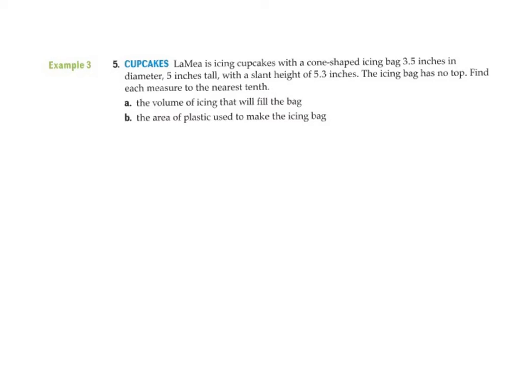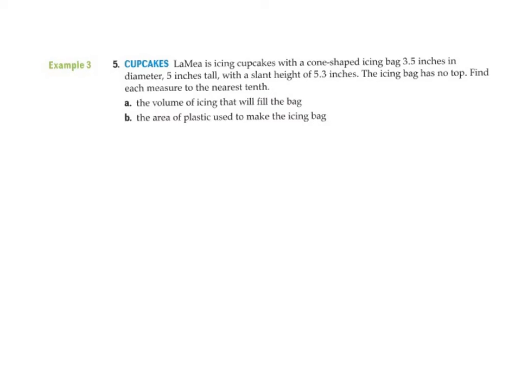So let's have a look at example 3 and number 5. What have we got? You've got a cone-shaped icing bag. It's 3.5 inches in diameter, so don't forget, most of the time, well all the time, you're going to be using the radius. So the 3.5 is the diameter, so the radius is going to be 1.75. The 5 inches tall is the perpendicular height, and then the slant height is 5.3.